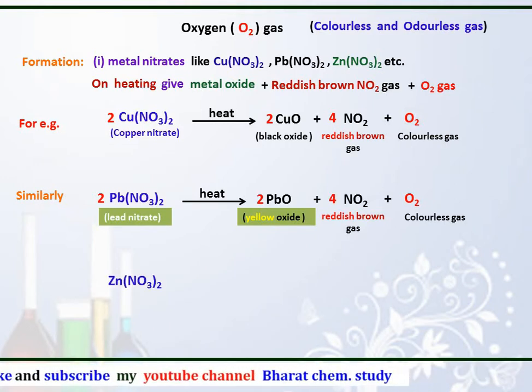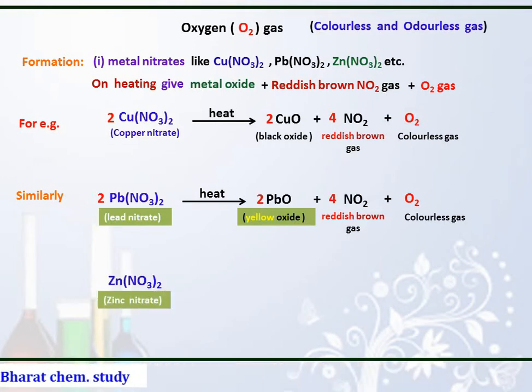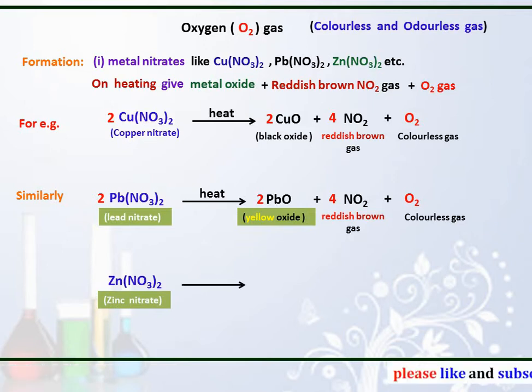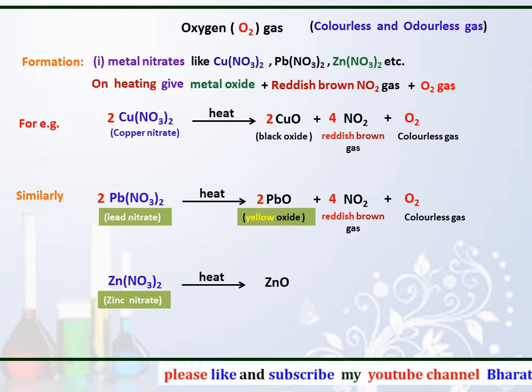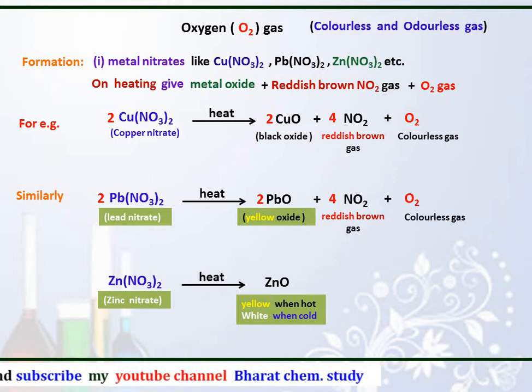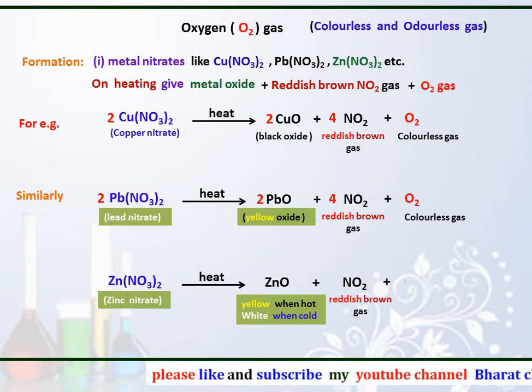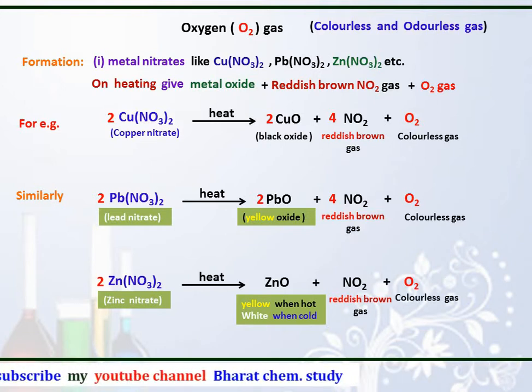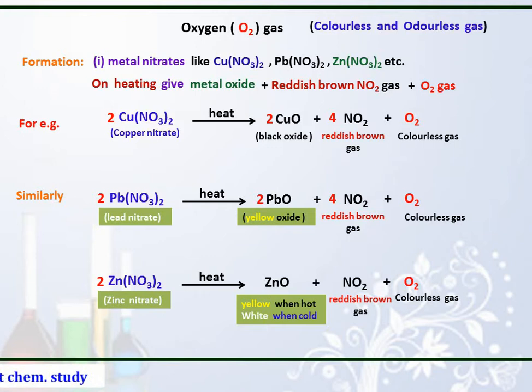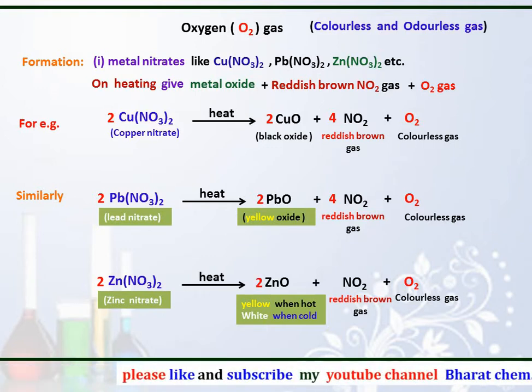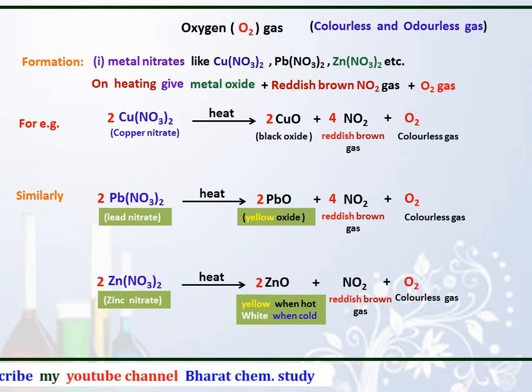In the same way, zinc nitrate, which is also a white solid, on heating gives zinc oxide, which is yellow when hot and white when cold, and NO2 gas is formed, which is a reddish brown gas, and colorless oxygen gas is formed. Again, to balance this equation, we put 2 in front of zinc nitrate, 2 in front of zinc oxide, and 4 in front of NO2, so as to balance the equation.